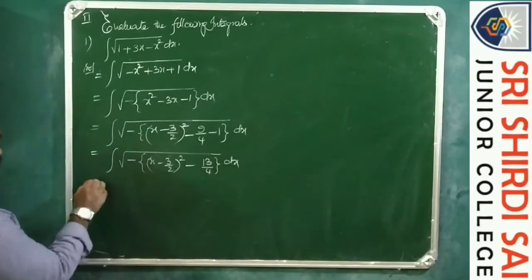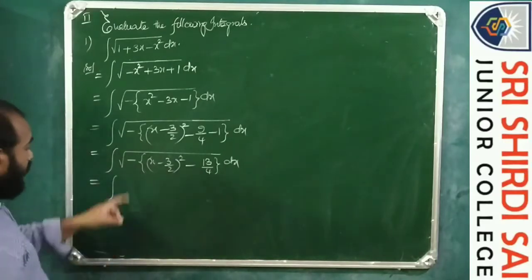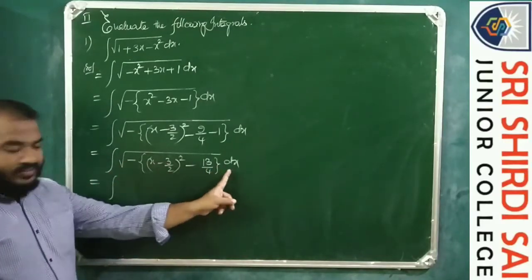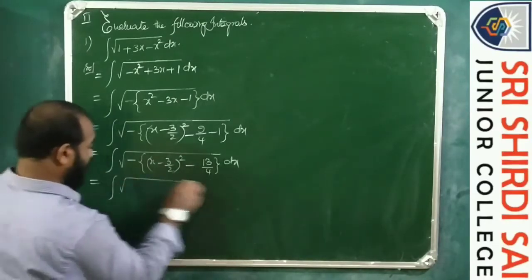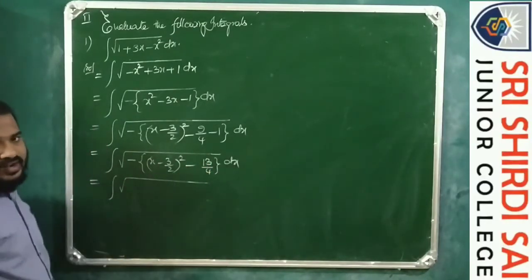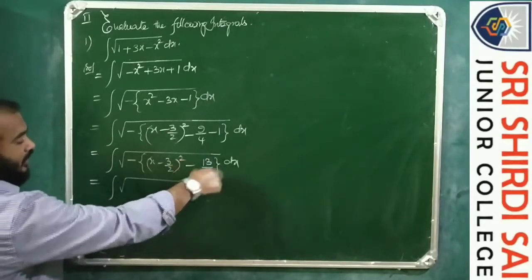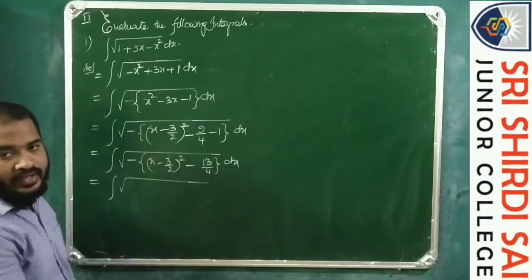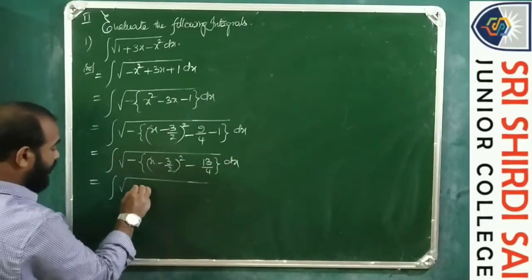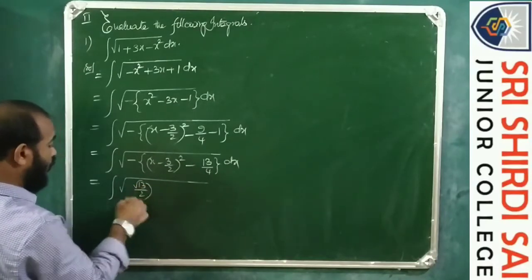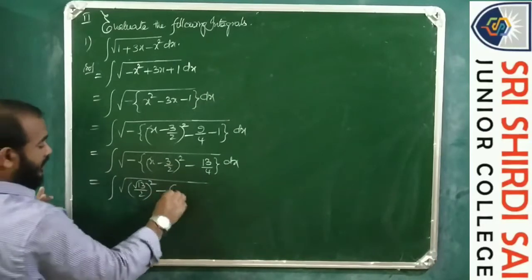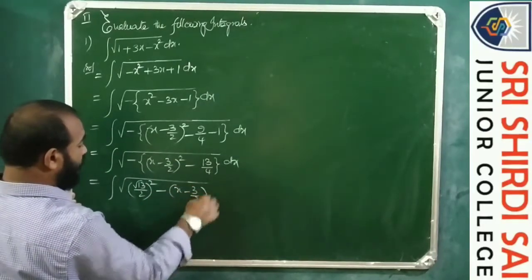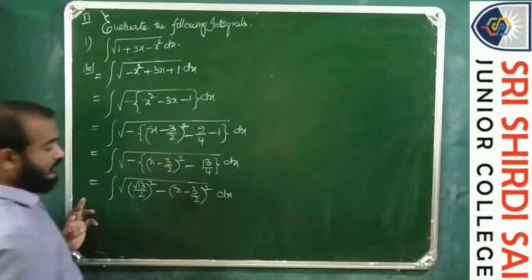So this is equal to, minus you multiply it inside. So minus into minus is plus. So first 13 by 4 I will write. So let us express this in squares. 13 by 4 can be written as (root 13 by 2) whole square. The square root of (root 13 by 2) whole square minus (x minus 3 by 2) whole square dx.